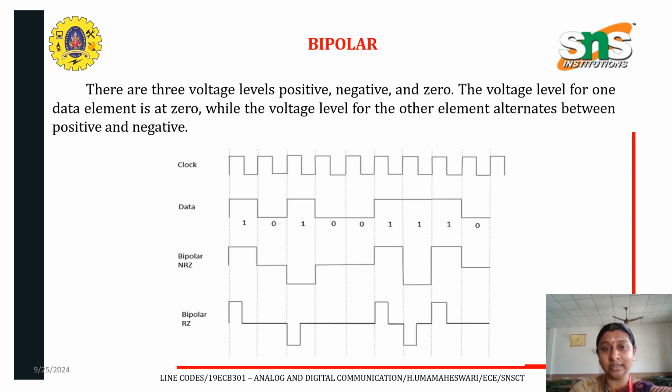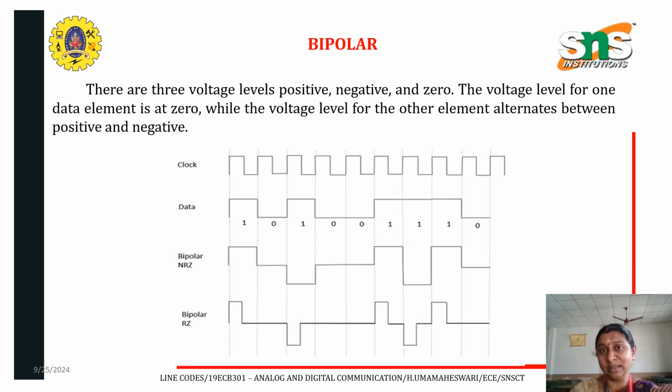Then bipolar. Here three voltage levels are used, that is positive, negative and 0. The voltage level for one data element is at 0, while the voltage level for the other element alternates between positive and negative, as shown in the diagram. For bipolar NRZ, we should not return to 0, that is non-return to 0. So in case of 1, it is in the positive polarity, for 0 it is 0. Then for another 1, we have to start the transition alternately. Then for bipolar RZ, we have to return the particular cycle to 0.